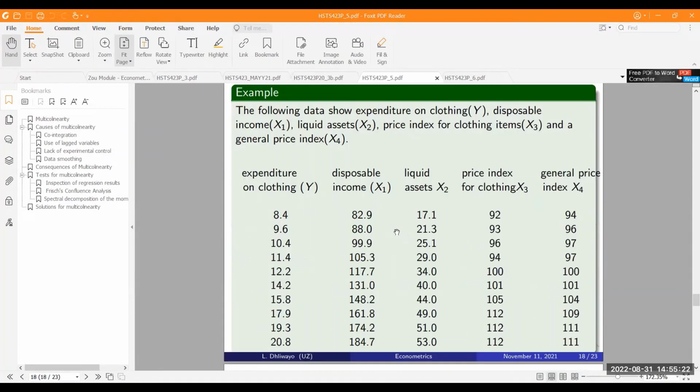Now, this is an example. We have the following data showing expenditure on clothing, the dependent variable Y. Disposable income, which is our X1. Liquid assets, X2. Price index for clothing items, X3. And a general price index, X4. So we have our dependent variable Y, and we have X1, X2, X3, up to X4 in total. And we have the data set there.